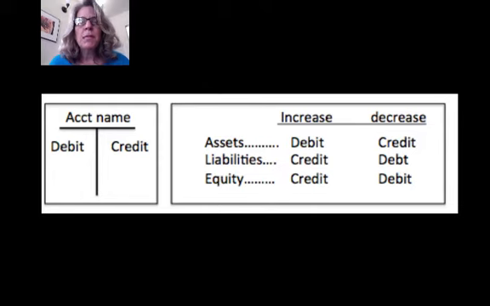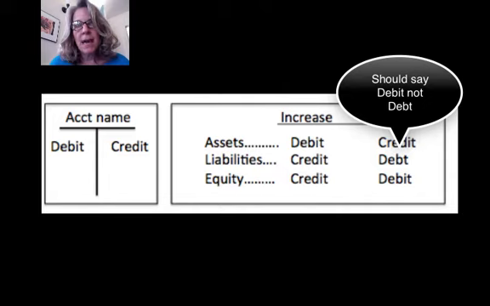Now, it's not super easy to just say always increase an account on the debit side or always decrease it on the credit. It's not really that kind of rule. The rule is there in the table that if it's an asset account and it's increasing, you make it a debit. And then the opposite is true for liability and equity.